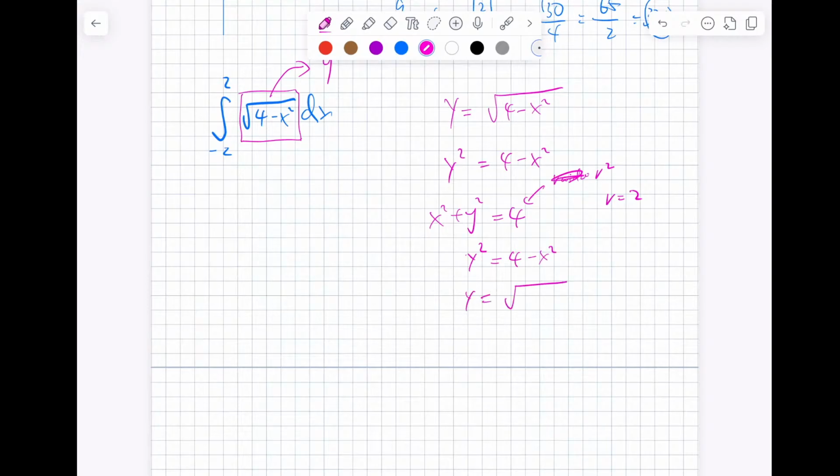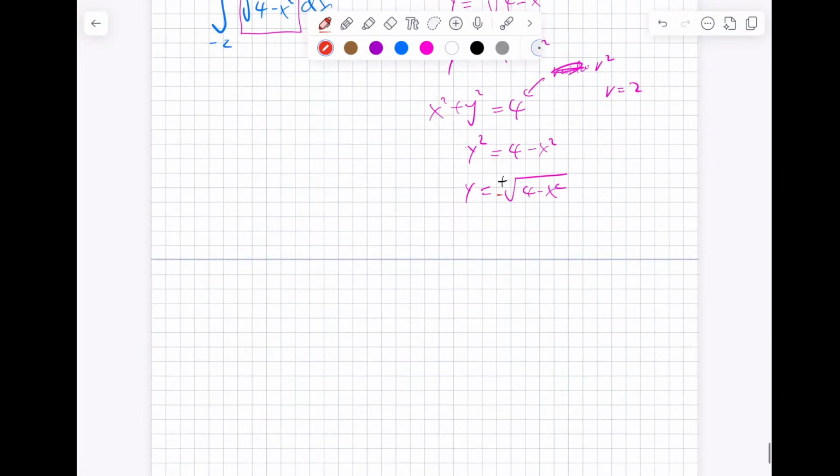Y is equal to 4 minus x squared. Now, it turns out there was a plus and there's a negative, right? Because you square both sides. So if you square both sides, if I have a plus and if I have a negative, a plus is going to be here, and negative is going to be here.